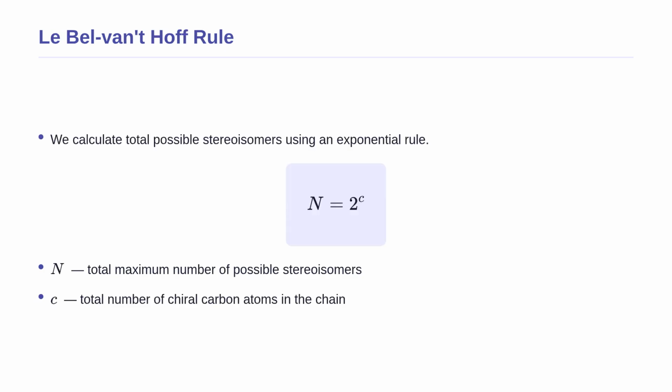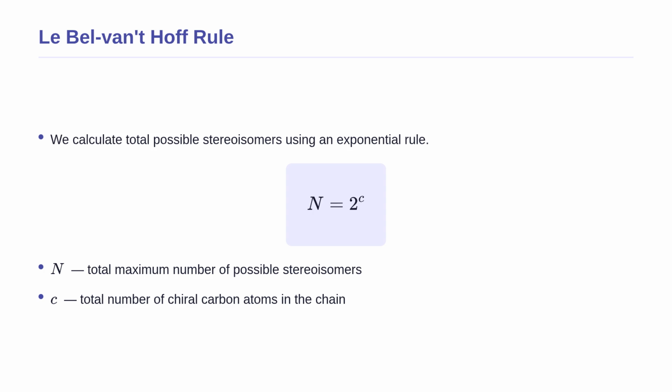Knowing that chiral centers dictate shape, we can calculate the total number of possible stereoisomers using a simple mathematical rule known as the Le Bel-van 't Hoff rule. The formula is n equals 2 to the power of c. In this equation, the symbol n represents the total maximum number of possible stereoisomers, or three-dimensional shapes, for the molecule.